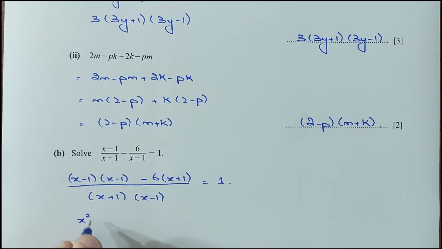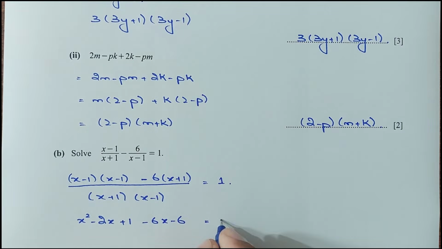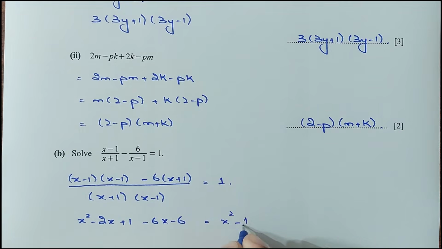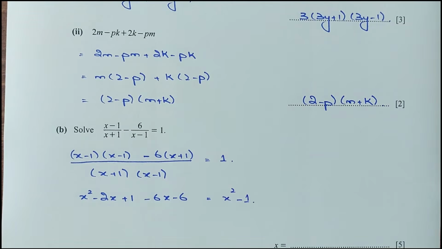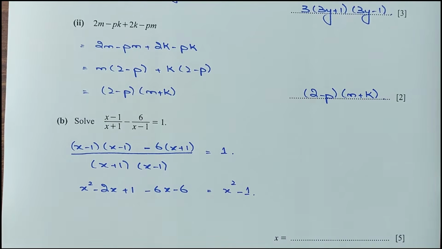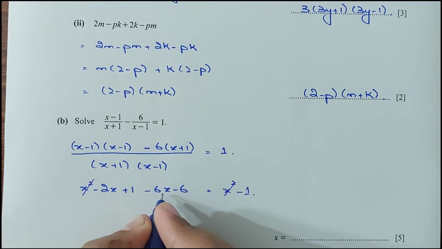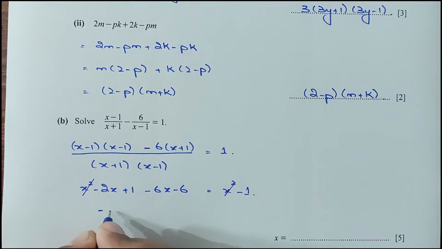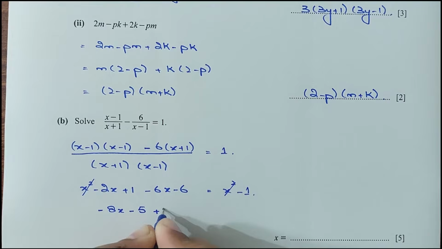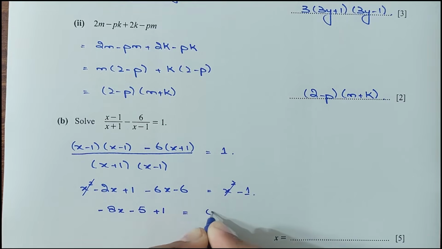This is x square minus 2x plus 1 minus 6x minus 6, and this should be 1 multiplied with x plus 1 into x minus 1, which is x square minus 1. A square minus b square would be a plus b into a minus b, right? Difference of squares basically. So x square is cancelled with x square, right? So we are left with negative 8x and negative 5 and positive 1. This should be equal to 0, right?